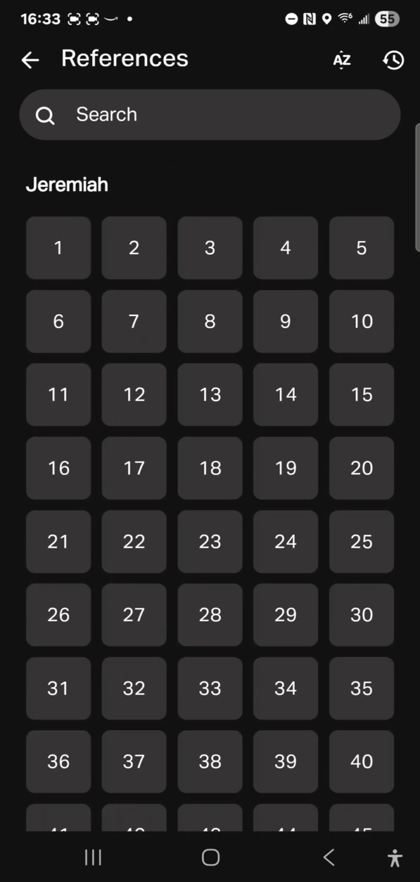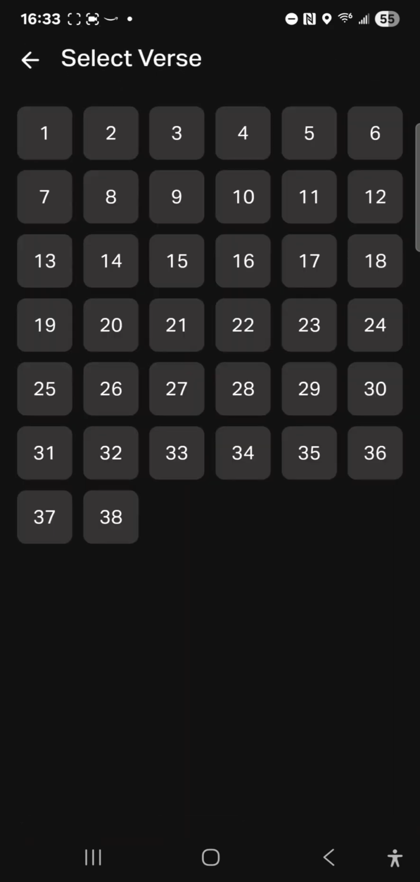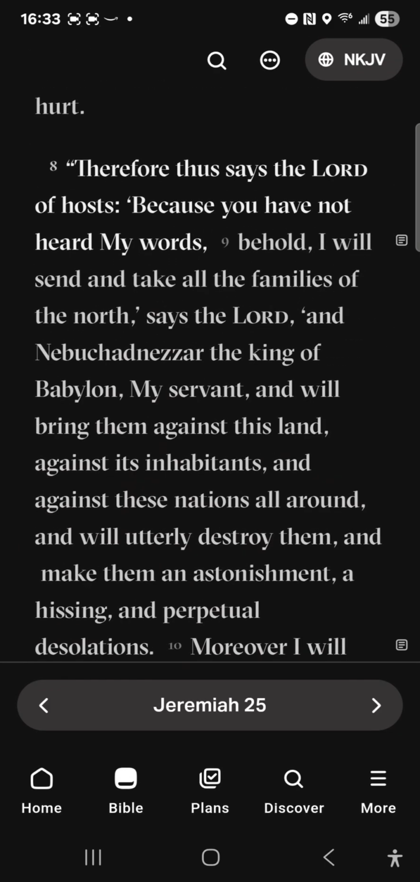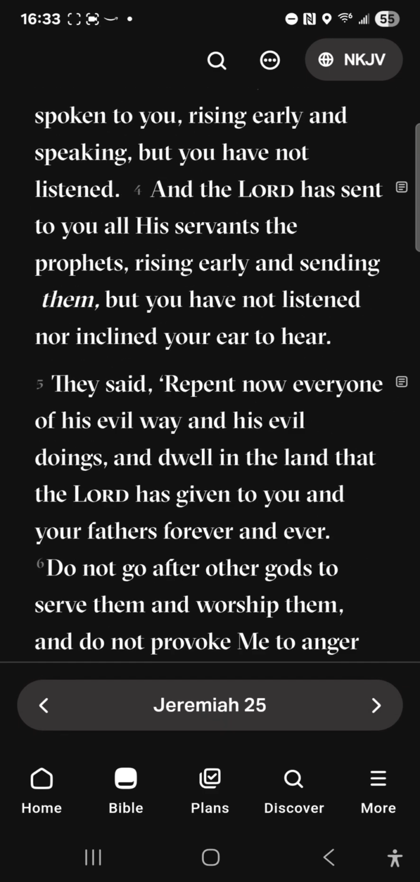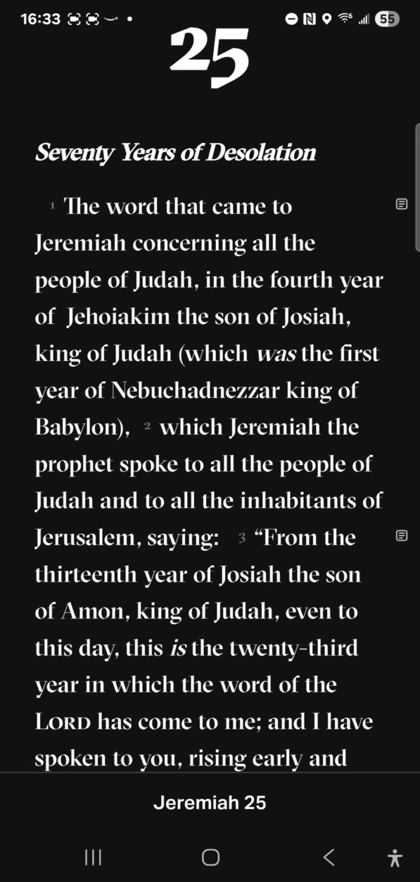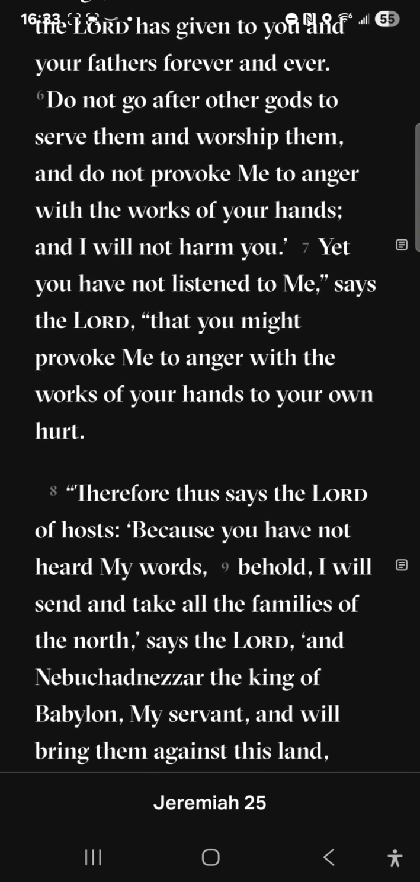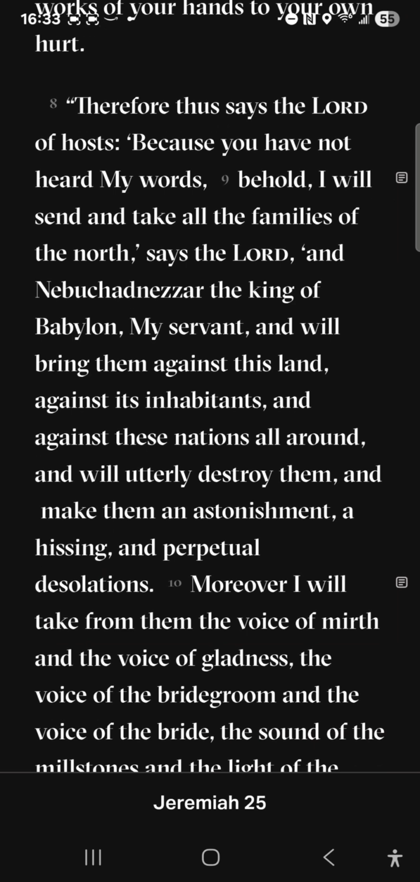Yirmiyahu 25, starting in verse 8, because I found this interesting too in relation to what is being said. Let me go back up real quick. So this is the word that came to Yirmiyahu concerning all the people of Yehuda in the 4th year of Jehoiakim, the son of Yeshayahu, king of Yehuda. So Jeremiah is talking to the people of Judah when he's saying this. Hopefully it makes it understandable.